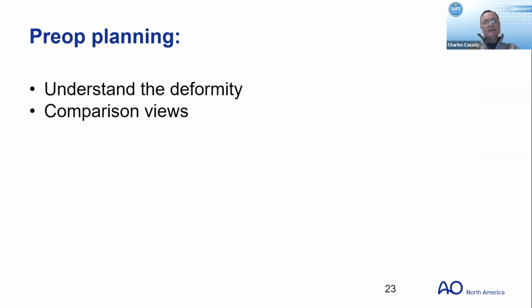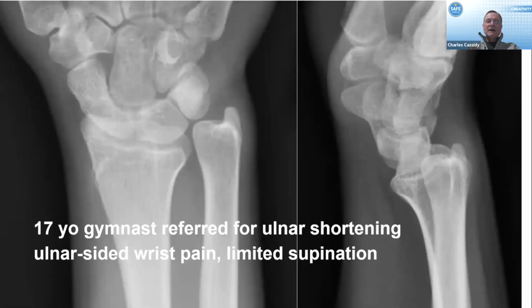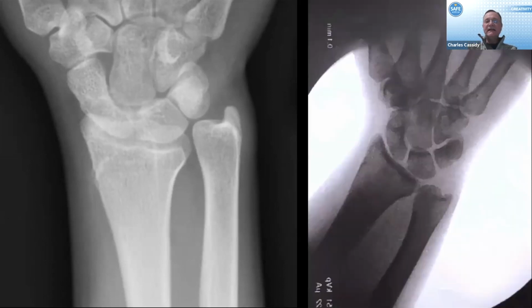Pre-operative planning, we need to understand the deformity and comparison views as we talked about earlier. This is an interesting patient. She's 17, she's a gymnast, she's referred for an ulnar shortening. She had ulnar-sided wrist pain and limited supination, and the thought was that she had a growth arrest from gymnastics. If you look at the lateral, so she looks like she's really ulnar positive. If you look at the lateral, it doesn't look too bad, but if we look at the increased volar tilt and just get an x-ray along that plane, you can see it's not so much that she's ulnar positive.